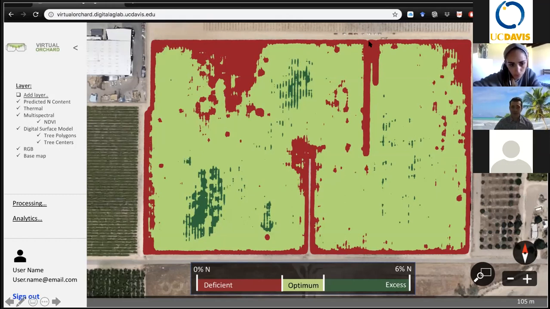But again, this application and remote sensing don't need to replace growers for decision making. It doesn't make a decision for you. It just gives you an insight of what's going on. The growers will be the ones who make the decision. So these thresholds here for optimum, excess, and deficient can be modified based on growers' preference.